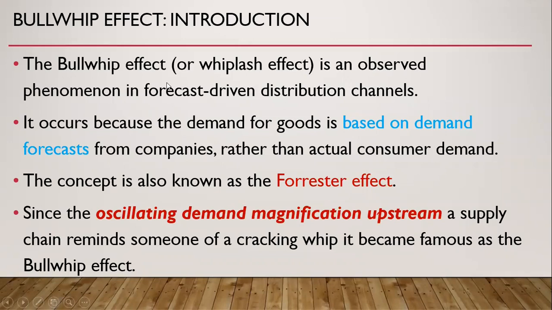So the bullwhip effect or whiplash effect is an observed phenomenon in forecast-driven distribution channels. It occurs because the demand for goods is based on demand forecasts from companies rather than actual consumer demand. The concept is also known as the Forrester effect. Since the oscillating demand magnification upstream in a supply chain reminds someone of a cracking whip, it became famous as the bullwhip effect.